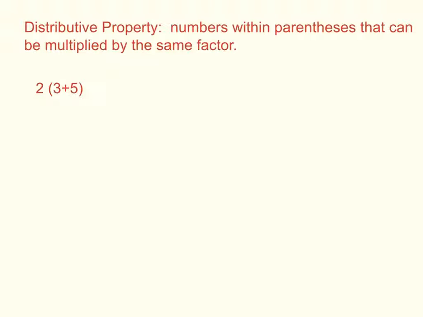We have 2 parentheses 3 plus 5. So there's a few ways you can solve this. The first way is using the order of operations which we've learned in the past. We can do what's in the parentheses first. So 3 plus 5 would be 8. You'd keep the parentheses, the 2 just drops down, and then 2 parentheses 8, or 2 times 8 equals 16.